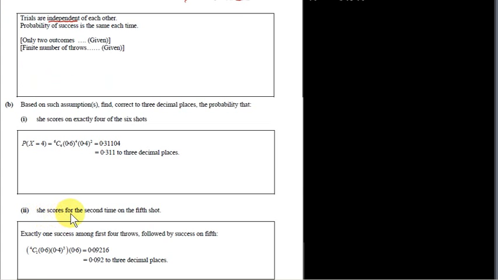What is the probability that she scores for the second time on the 5th shot? So she must score on the 5th shot. So the probability that she scores on the 5th shot is 0.6. Well, the probability that she scores on any shot is 0.6. But that's the 5th shot. So that event is independent of how she scored on the first 4 throws.